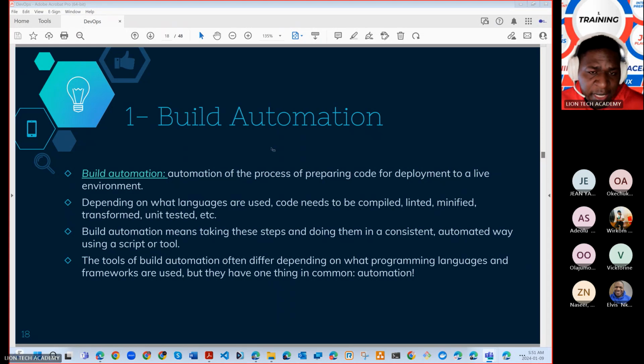That's just one. That's what we mentioned, that we'll be looking at the culture, the practices, and the tools. So what tools will then be needed to implement build automation? That's the question, right? Build automation means taking these steps and doing them in a consistent, automated way using a script or tool. However, we are going to use tools for the build. The tools of build automation often differ depending on what programming languages and frameworks are used, but they have one thing in common. The one thing in common is automation.